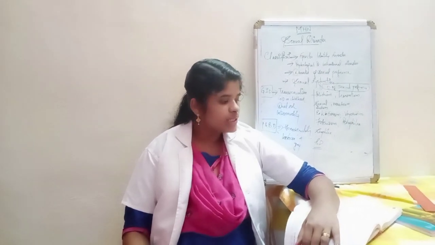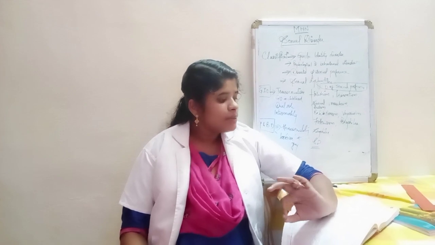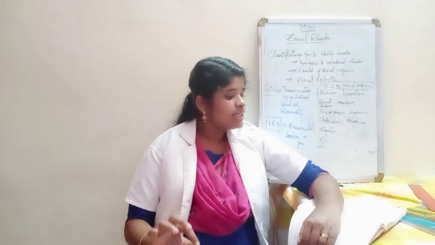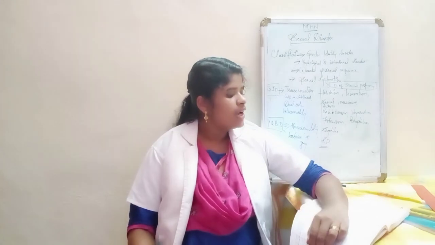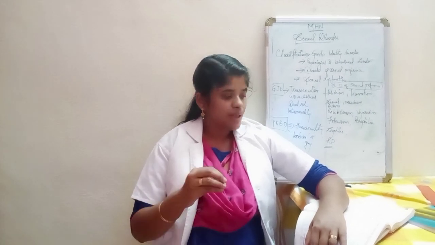Impotence means the inability to have a penile erection until completion of sexual activity. The penis is not getting erect for sexual activity. It is a disorder known as impotence. Next one is premature ejaculation, which means ejaculating semen before the sexual activity is over.